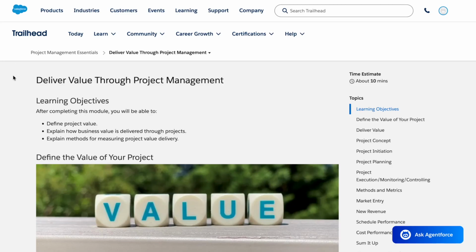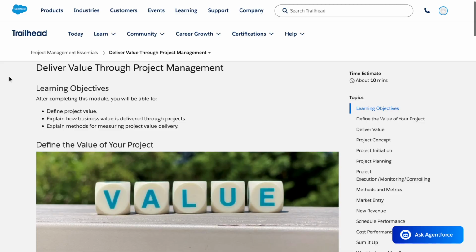Deliver value through project management. Learning objectives. After completing this module, you will be able to define project value, explain how business value is delivered through projects, explain methods for measuring project value delivery.